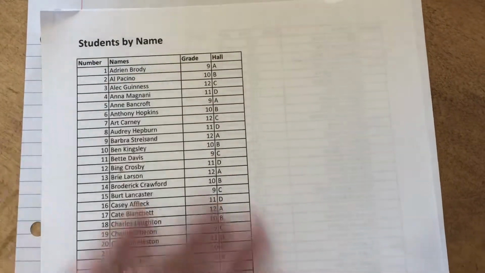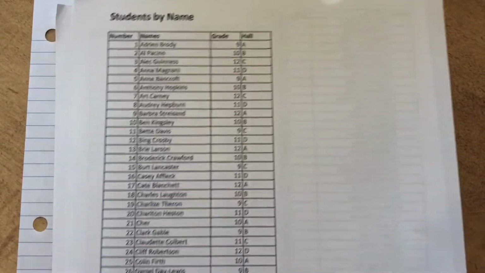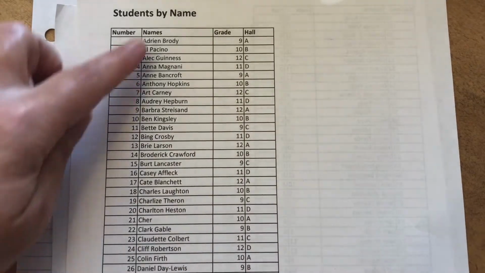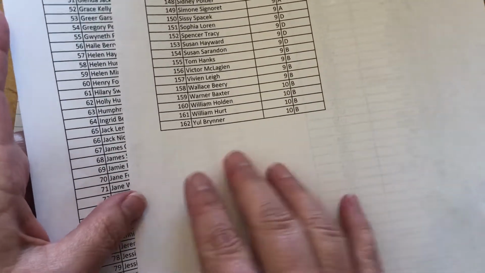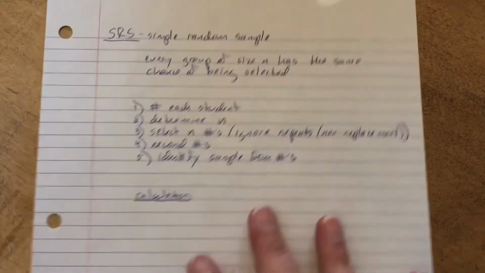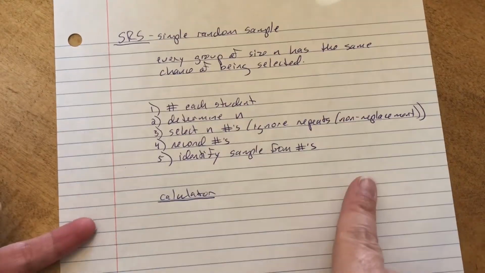So what I have here is a list of students. These are actually Academy Award winners, I just got them off the internet, and I assigned them to a grade in a hallway. I have a big list of about 162 students, 162 people. From this 162, we want to select our sample size of 12.